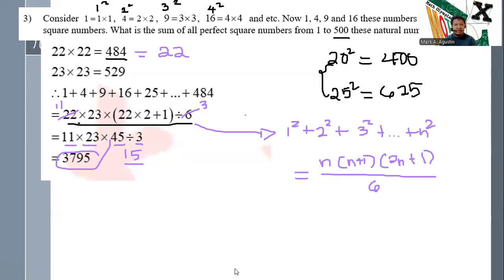Any question, clarification for that one before we move forward to our next problem?